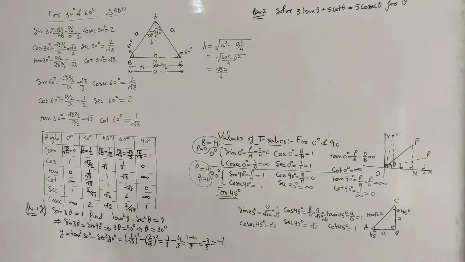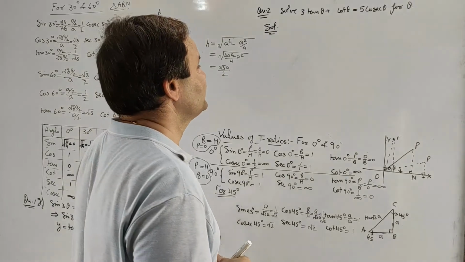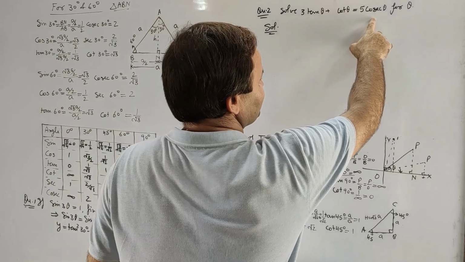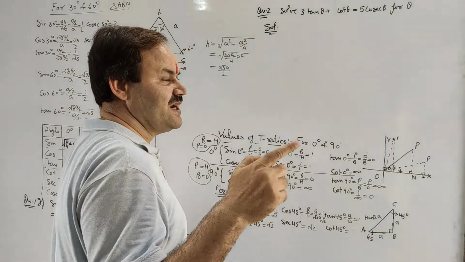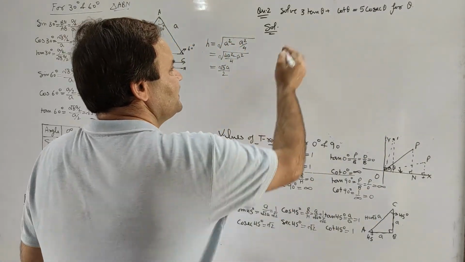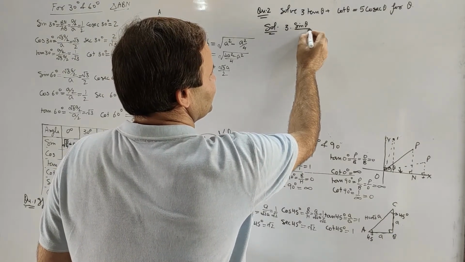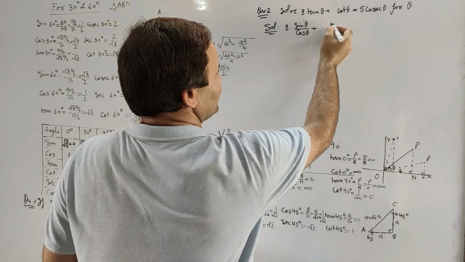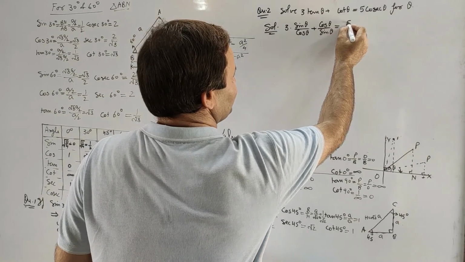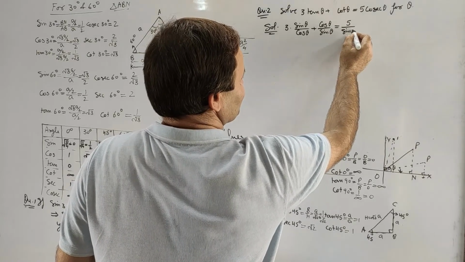Now we are taking one more question related to the values of t ratios. In this question we have to solve 3 tan theta plus cot theta is equal to 5 cosec theta for theta. It means we have to find the value of theta which will satisfy this equation. Here 3 tan theta can be written as 3 into sin theta upon cos theta, plus cot theta, cos theta upon sin theta, equal to 5 upon cosec theta, and cosec theta being 1 upon sin theta, it is 5 upon sin theta.